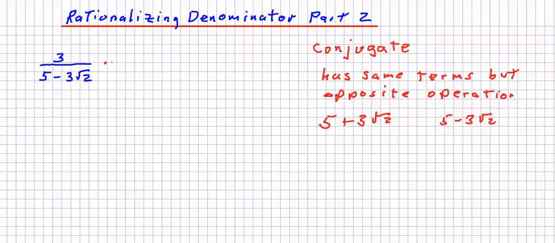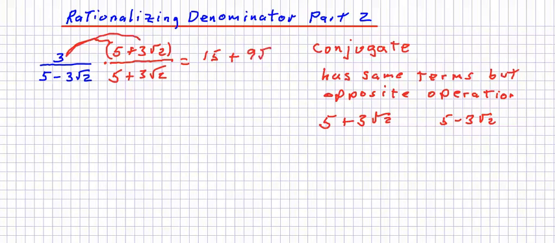So we're going to multiply numerator and denominator by the conjugate, 5 plus 3 square root of 2. And when we do that, we distribute the top. 3 times 5, 15, plus 3 times 3, 9 square root of 2, over, and now we FOIL.